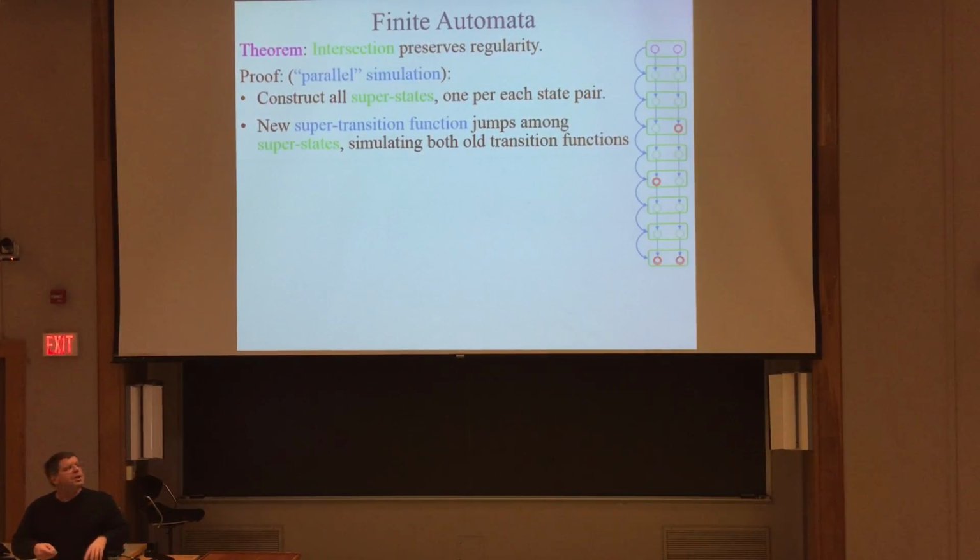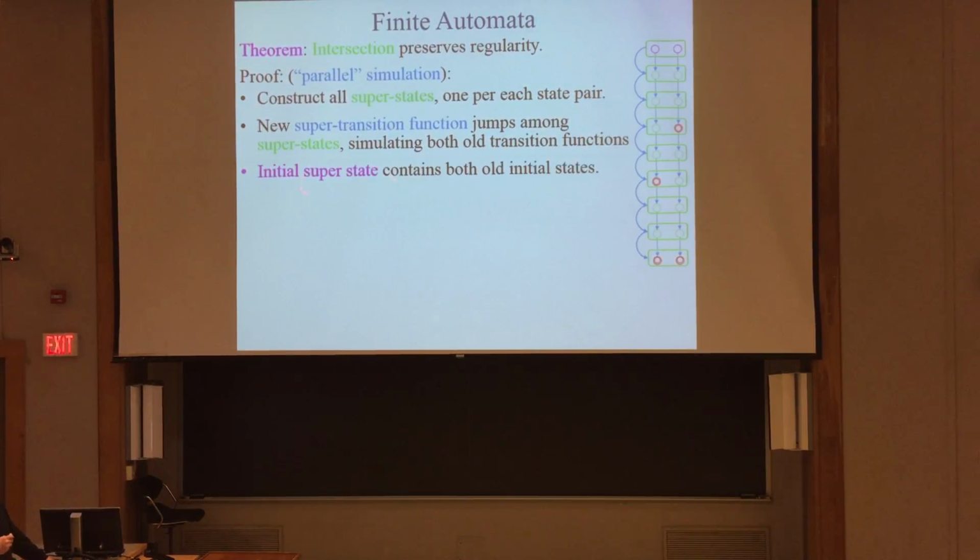Whatever language this machine accepts will be the intersection of these two languages. But because we define a finite automaton for it, that intersection is itself regular, by definition. Because if there's a finite automaton for it, it's regular. So that's what we're doing here.